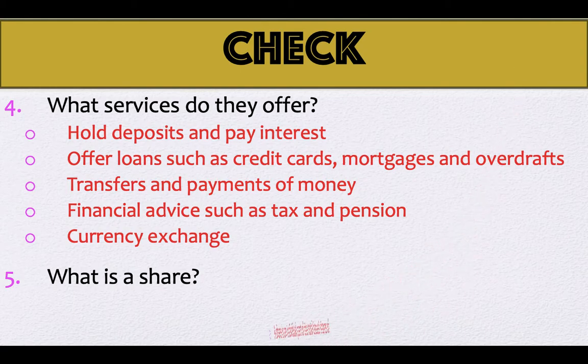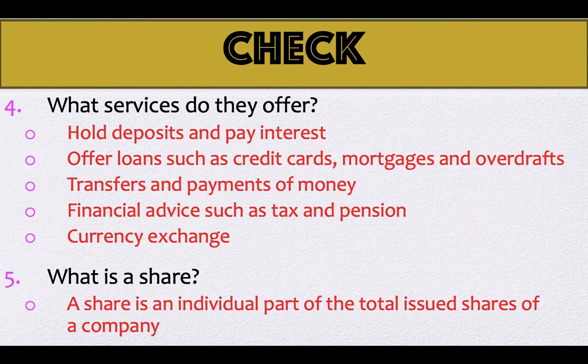Okay, 5, what is a share? A share is an individual part of the total issued shares of a company. Or you could say it's a small part of ownership of a larger company. A share is one small slice, if you will, of a business. So if you think of a business like Apple as a pizza or a cake, and you've sliced it into tiny microscopic slices, each of those slices would be a share of that business, a share of that pizza. That's what a share is. It's a small part of a total business. So if you own a share, you own a small part of a business.